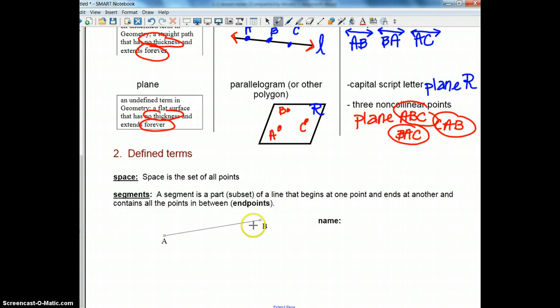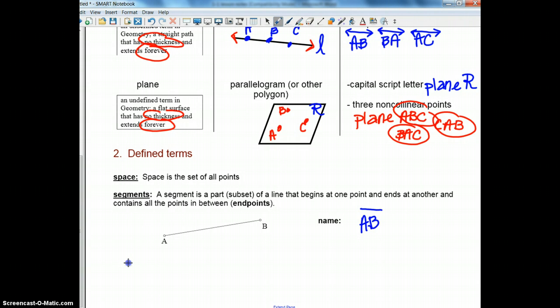Since points don't have a size, there are actually an infinite amount of points between A and B. We will use A and B, which are called the endpoints, because they're at the ends of the segment. In order to name the segment, we would use the points at the beginning and the end, and our symbol for segment looks like this.